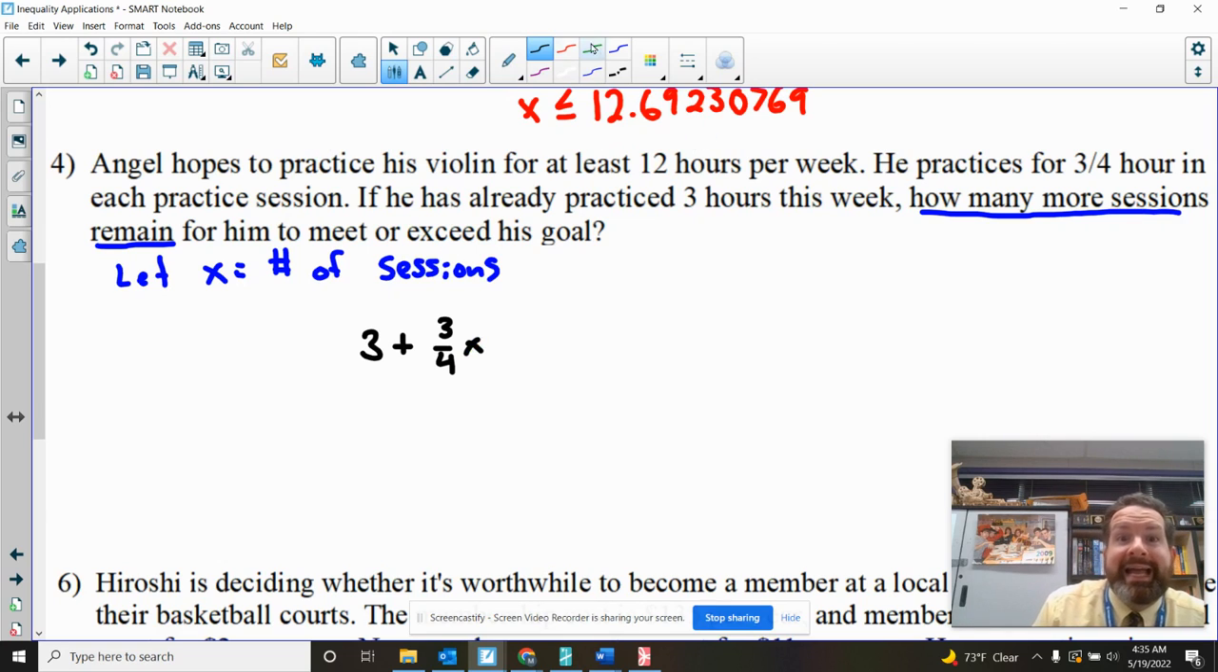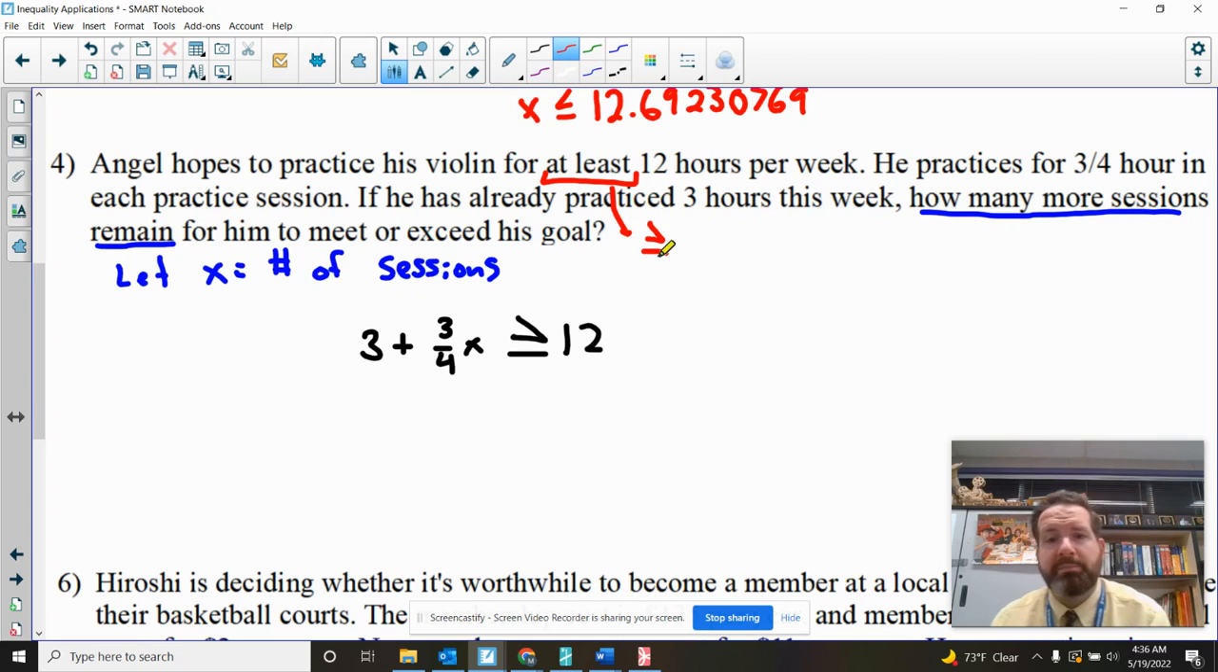We want this to be at least 12 hours per week. So here's 12. At least means more is okay. 12 is the least we can go. So this is saying, okay, equal to 12 is okay, but also bigger than 12 is okay. So this ends up being a greater than or equal to, based on that phrase right there. So we have written the inequality. Now let's solve it. Subtract 3.